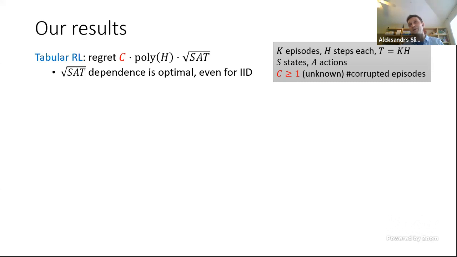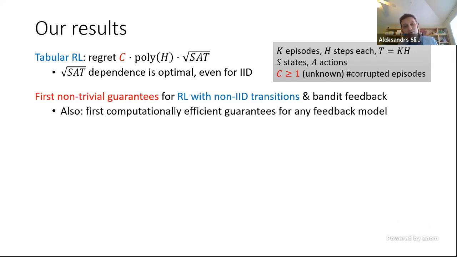In particular, the adversary is allowed to corrupt transition probabilities. And as it happens, it's the first non-trivial guarantee for RL with non-IID transitions. This is one way in which RL land is much more difficult than the bandit land. In the bandit land, the adversarial case is essentially solved and has been solved for a long time. And in RL land, it's kind of open. So this happens to be the first non-trivial guarantee for RL with non-IID transitions.